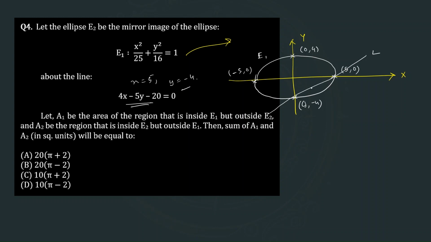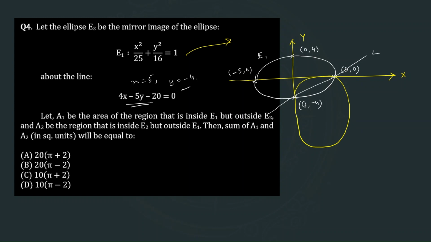So this is the line L, and E2 is the mirror image of this ellipse about this line. So the mirror image will look something like this. Maybe we can draw it a little bit clearer.